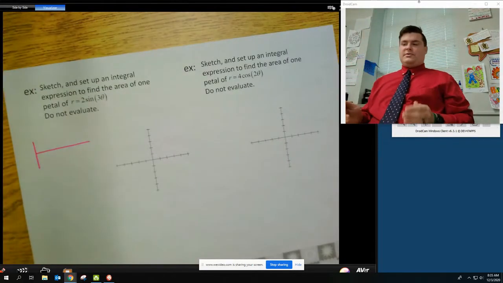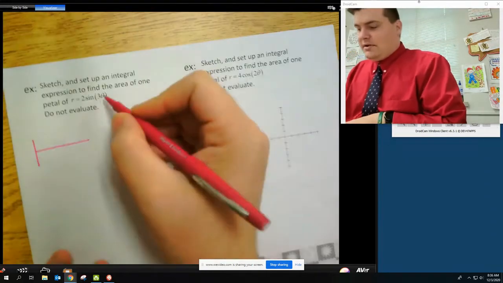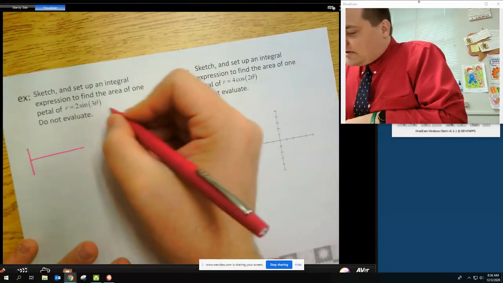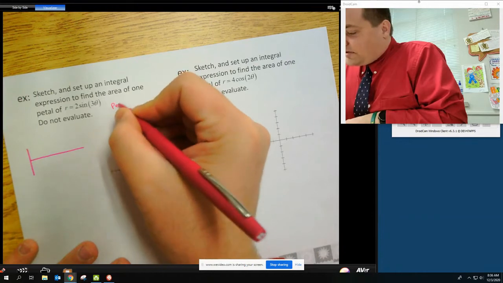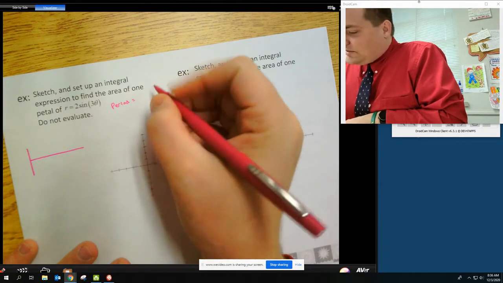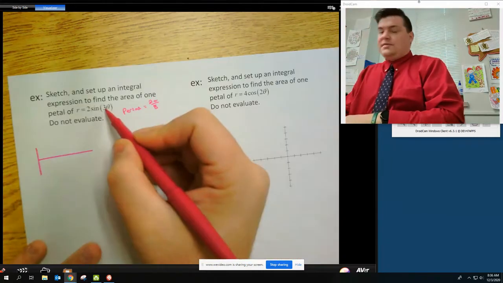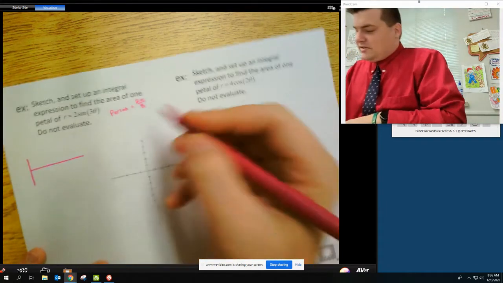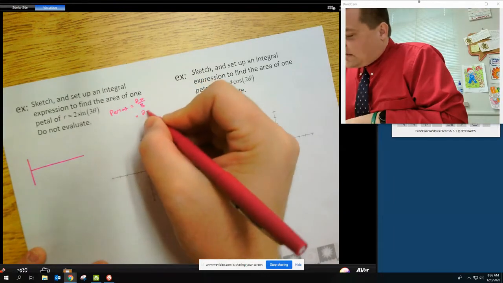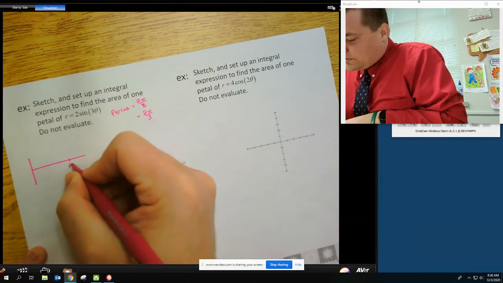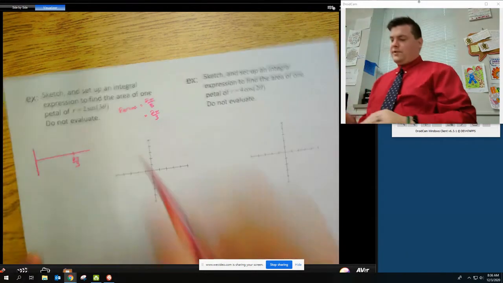Now, we usually go from 0 to 2 pi, but our period here is going to give me a 3. So what I'm going to do here is, by the way, the period, just in case you forgot, is always going to be 2 pi over b. And 3 is the b value here. So in this case, our period is going to be 2 pi over 3. So I'm going to go from 0 all the way to 2 pi over 3.